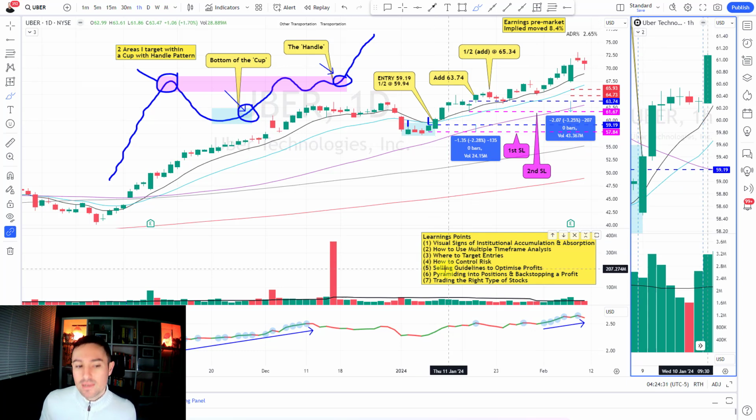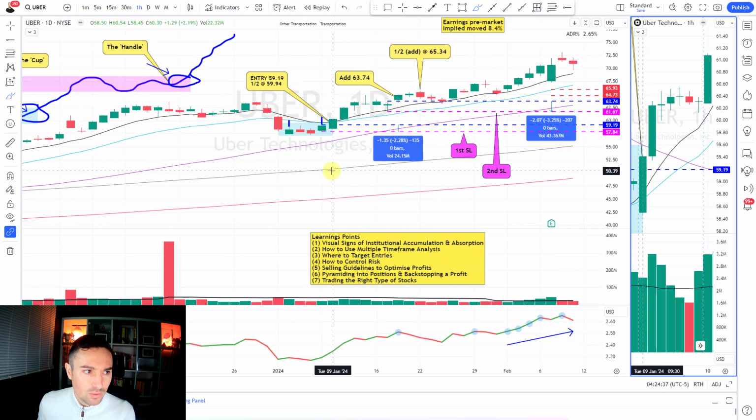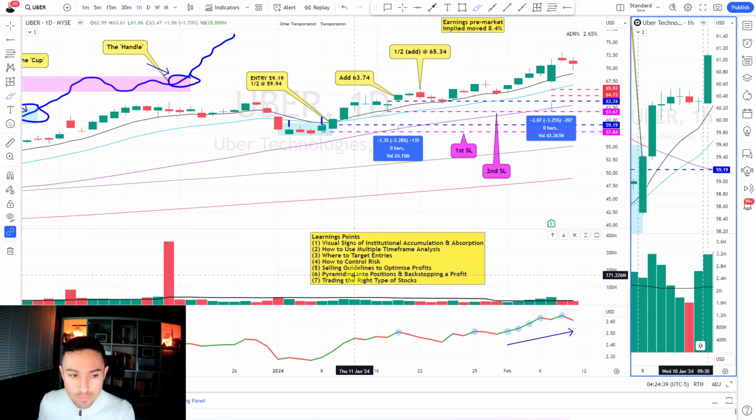Controlling risk, we covered that. Let's cover a little bit of the selling guidelines to optimize profits, and then also pyramiding into positions. The pyramiding one will be pretty cool actually. So let's go and do the pyramiding one, and then we'll do the selling guidelines.